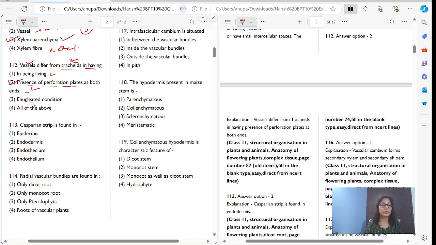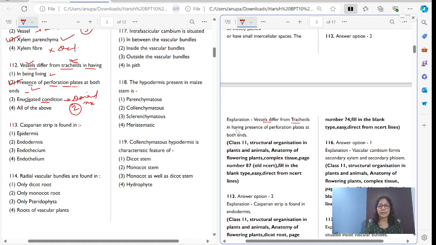And the third is enucleated condition, means devoid of nucleus, means nucleus is not present. So in vessels and tracheids, in both, nucleus is not present. So the correct answer of this question will be option number 2. Vessels differ from tracheids in having perforation plates at both ends, means perforation plates are present at both ends of the vessel, but not in tracheids.